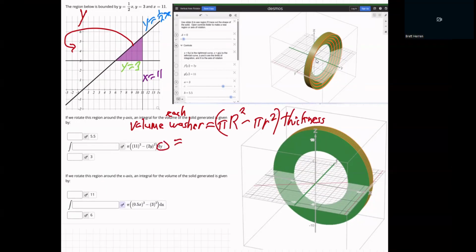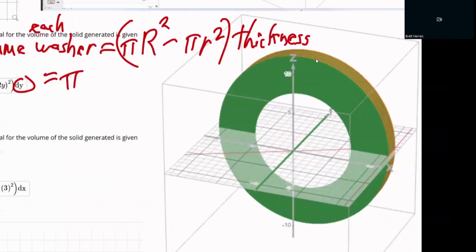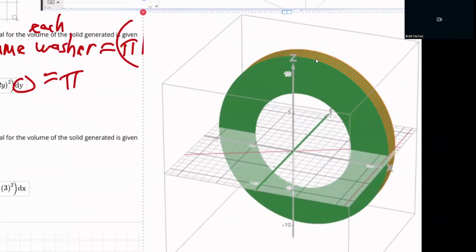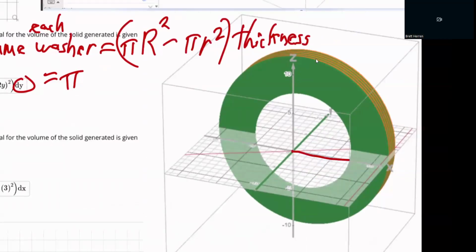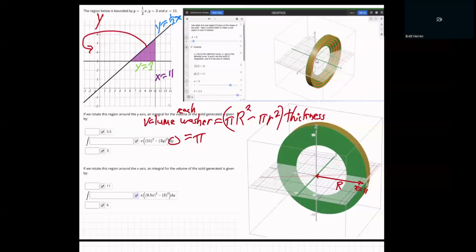So each washer is going to be pi. Now, what's the bigger radius squared? You can tell the bigger radius goes from the middle all the way out there. That is the big radius. That's the outer radius of the washer, right? How far does that go? It goes right there to this point, which is at x equals 11. You can tell. You can even see on the 3D grapher, there's 10, there's 11, one more. We can see it right here.